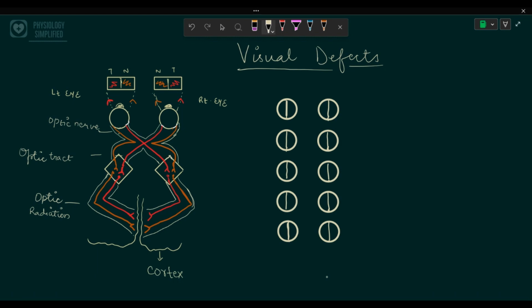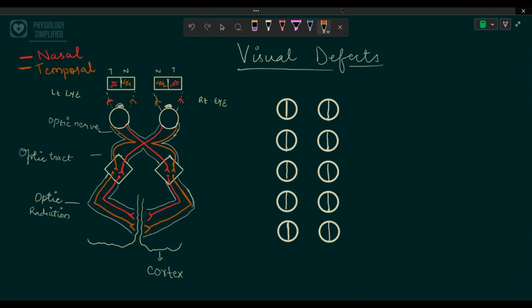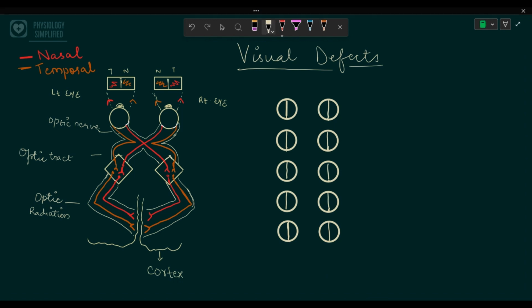On the left hand side of the screen we have the visual pathway. We have already studied this topic in the previous video. On the other side of the page we have 2 rows of 5 circles each. So these red fibers represent the nasal fibers, whereas the orange represent the temporal fibers. I have divided the circles that represent our eyes into nasal half and temporal half.